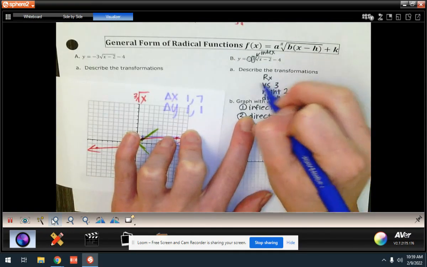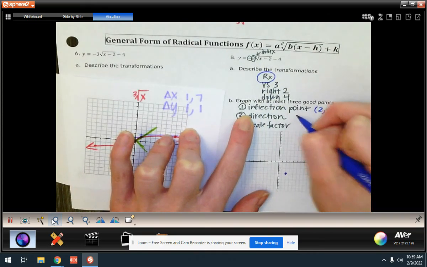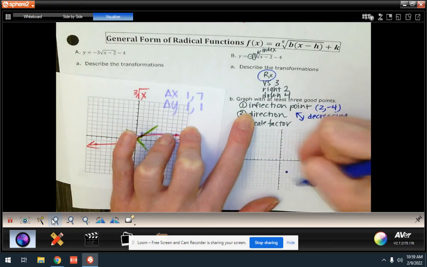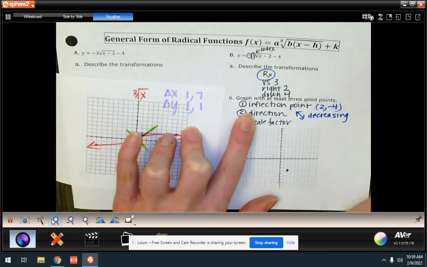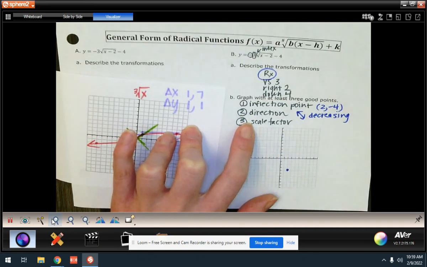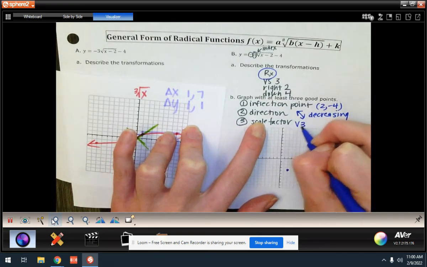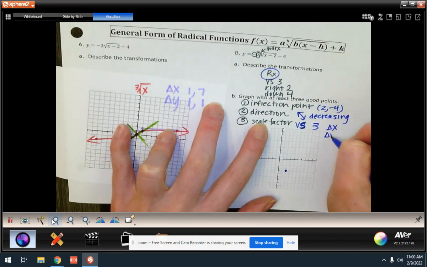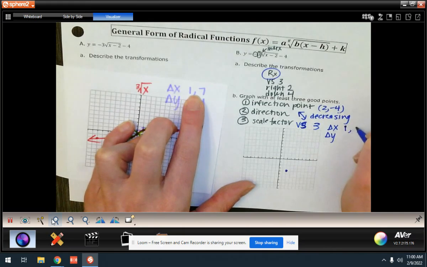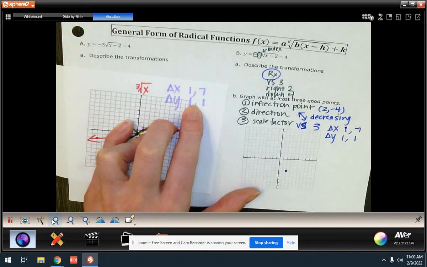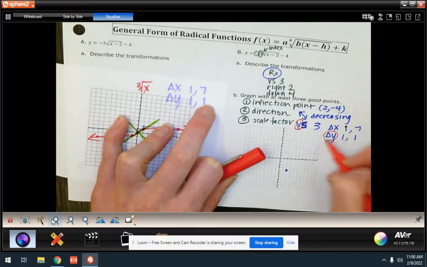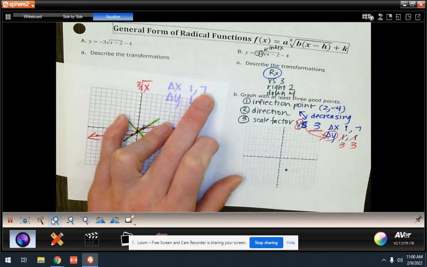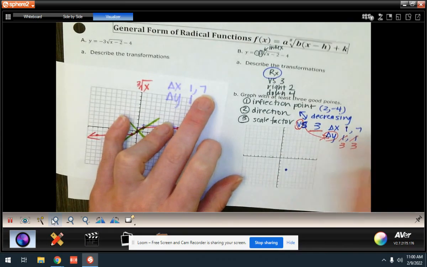Okay, the direction, because of this Rx, is no longer increasing, it is decreasing. So when we get our good points, we have to make sure we're graphing it as a negative slope, not a positive slope for those 3 points. Lastly, we take care of the scale factor. We had a vertical stretch by 3. Our original change in x, change in y, we said was 1, 7, 1, 1. This vertical stretch means we are changing the y by a scale factor of 3. So we're going to keep that 1, 7 pattern in the x's. If it was horizontally stretched or compressed, we would be changing the x's.